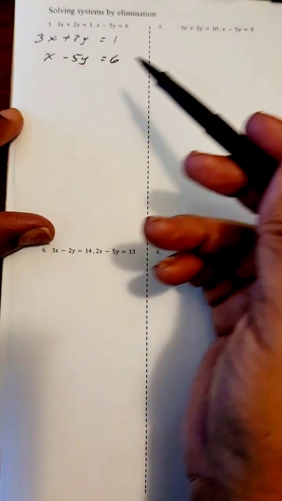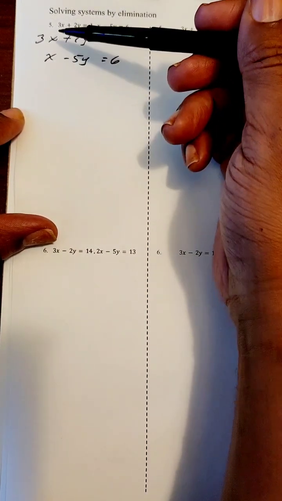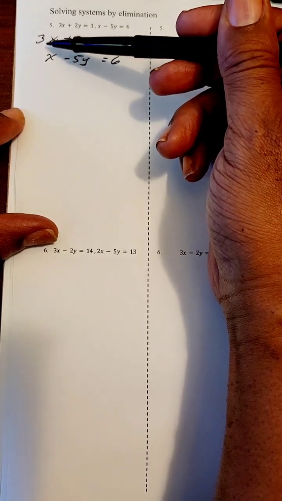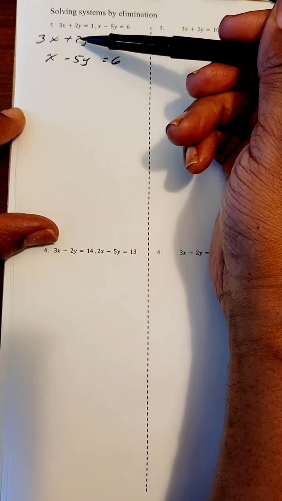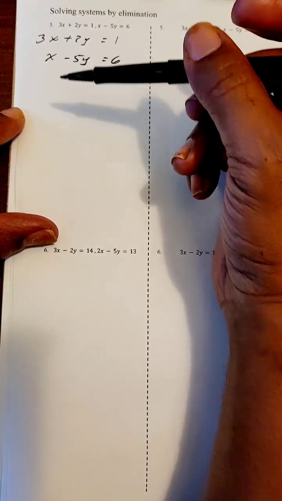Now, if you notice, there are no additive inverses, because additive inverses will cancel each other out. So that's a 3x and that's a 1x, and that's a positive 2y and it's a negative 5y. So none of these have additive inverses.